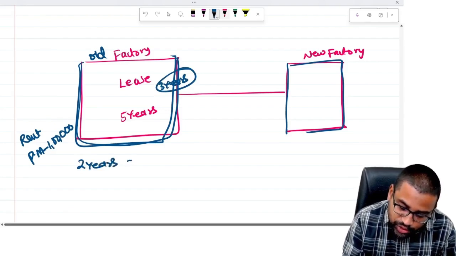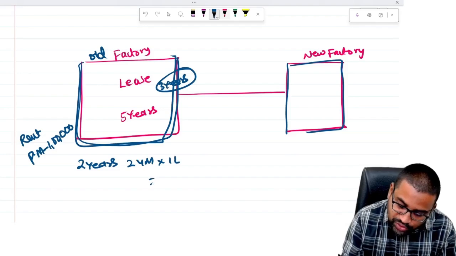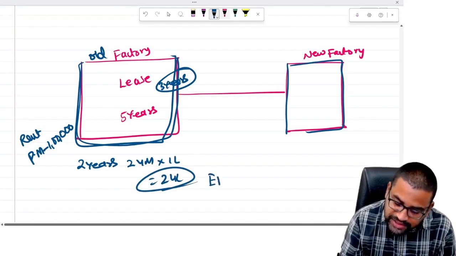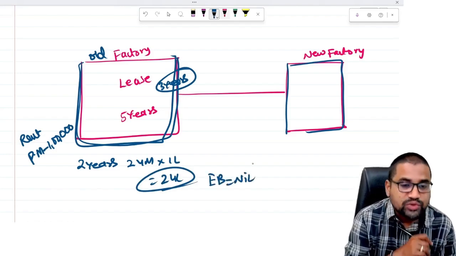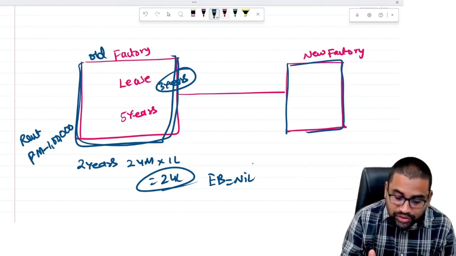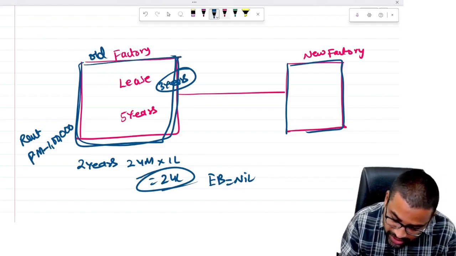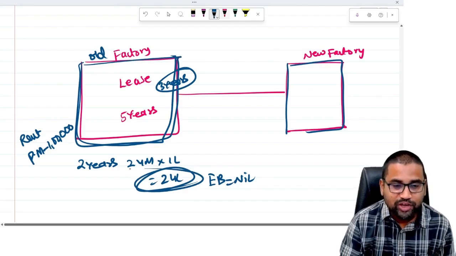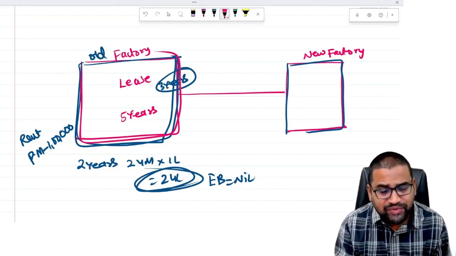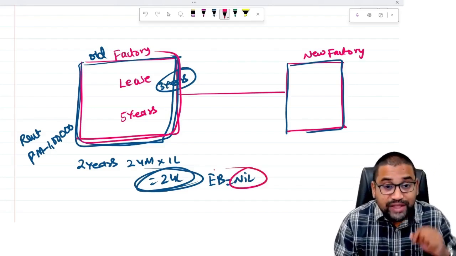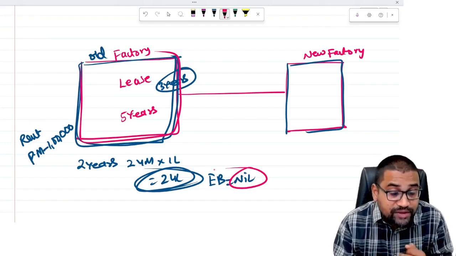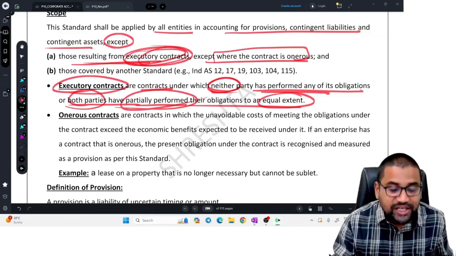Now you tell me, 24 months into 1 lakh rupees. So 24 lakhs we need to pay. And is there any economic benefit to us? No, nil, because we are not using this factory, and we cannot sublet it to anybody. Here, the unavoidable cost of meeting the obligation, 24 lakhs, is more than the economic benefits we are going to receive. What is the economic benefit we are going to receive here? 0. So when the unavoidable cost of meeting the obligation is more than the economic benefits going to be received, then this standard is applicable and you can create a provision.